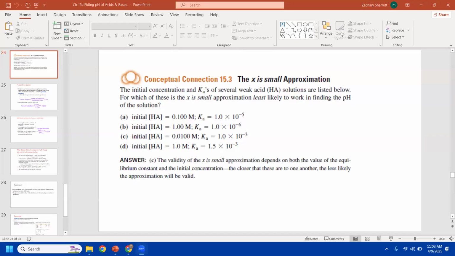All right, so we ended last class. We learned about how to do ice tables for a weak acid. Do we need to do ice tables for a strong acid? Why not? They dissociate fully. Therefore, if you know the molarity of a strong acid, you know the molarity of the H plus that's produced, and you can take the negative log of that.